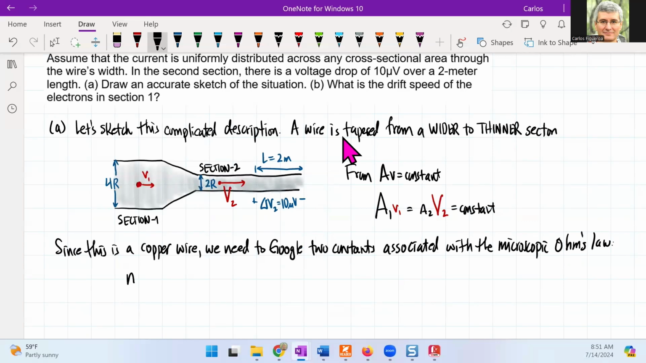One, it has to be the concentration of copper. So when I Googled it, I got 8.49 times 10 to the 28 per meter cubed. And the other one is that Ohm's law requires the resistivity. So then I looked at the resistivity of copper, and I ended up finding 1.69 times 10 to the minus 8 ohm meters. Now, if your numbers slightly vary from this, I wouldn't worry about it, because that's what you Googled.